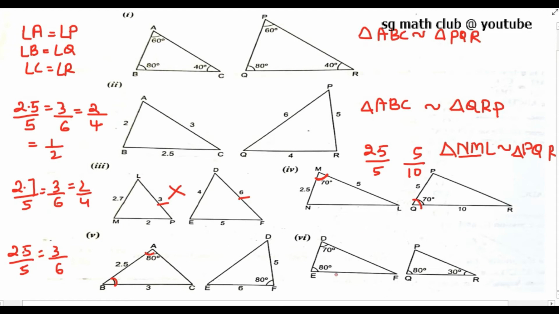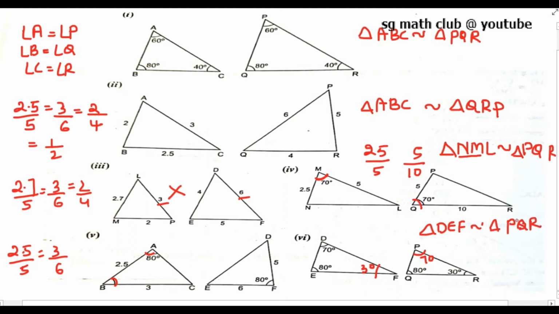Again, here two angles are given. E corresponds to Q. By angle sum property, I will just check 80 plus 70 plus, we can say this is 30 degrees, and here by angle sum property, I find this is 70. So I can say angle D corresponds to angle P, E corresponds to angle Q, F corresponds to angle R. So by AA criteria, these two triangles are similar. I can write triangle DEF is similar to triangle PQR.